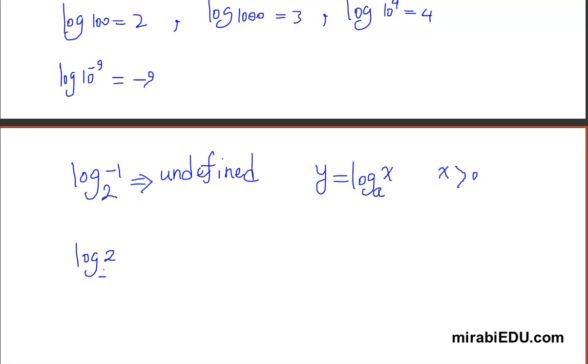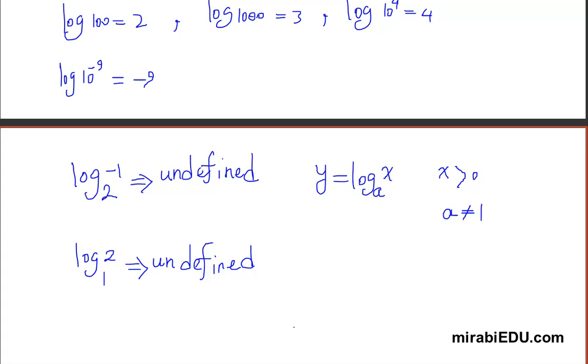The base cannot be negative and cannot be 1. Let me say it cannot be 1 first. The base cannot be 1. Consider this logarithm: log base 1 of 2. What is this? The answer is 1 to which power is 2. Of course, 1 to every power is 1. Therefore, again, this is undefined. We have no answer to this. So we understand that the base cannot be 1.